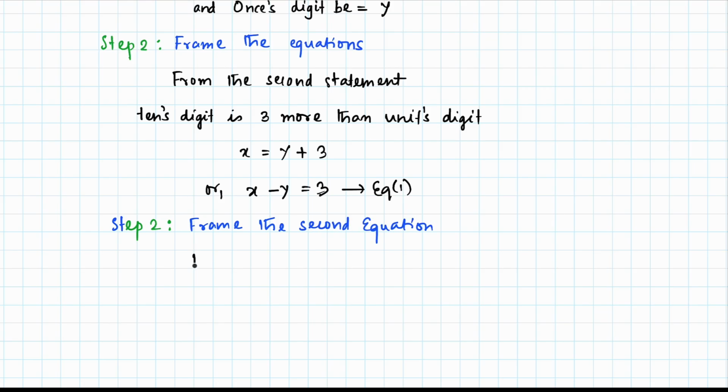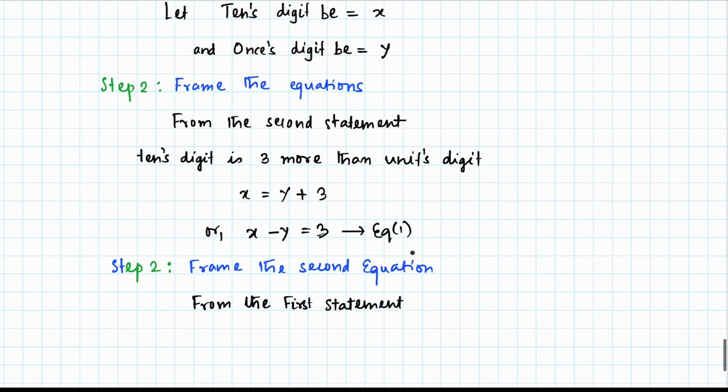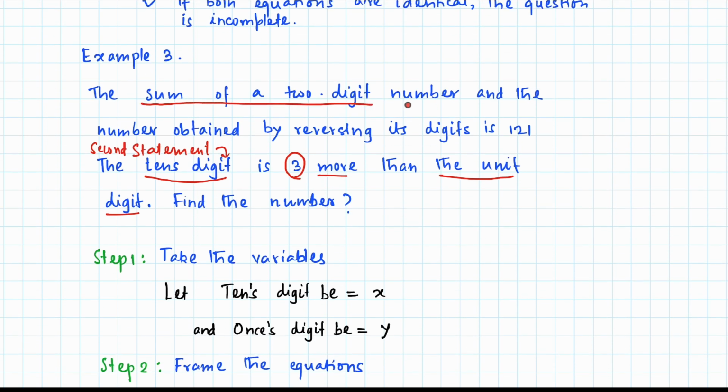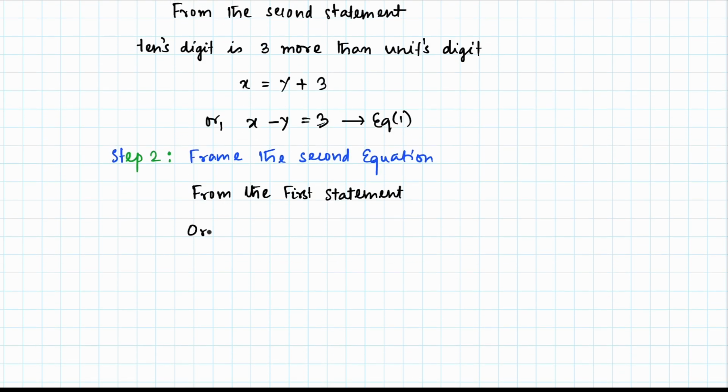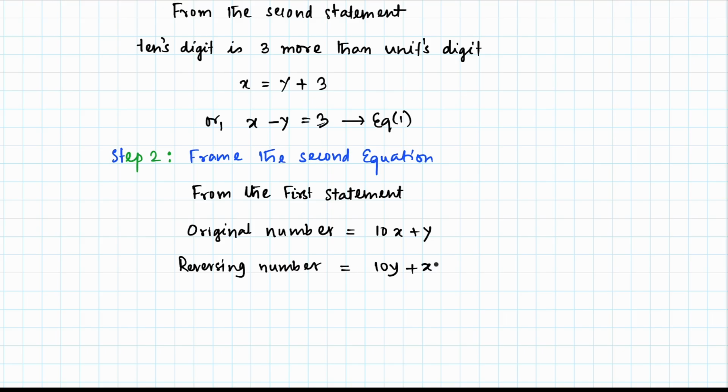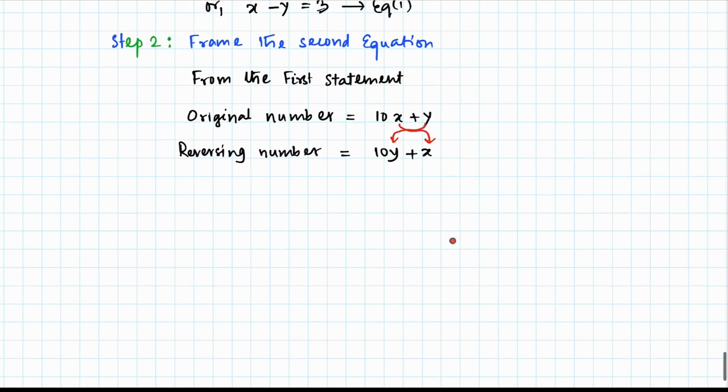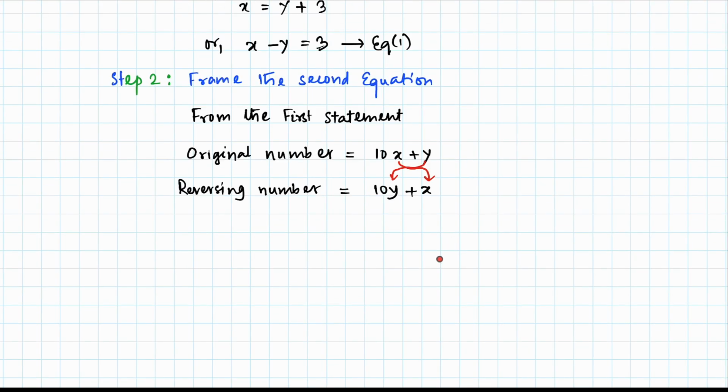We will frame it from the first statement. How do we represent that the sum of a two-digit number and the number obtained by reversing its digits is 121? The original two-digit number and the reverse two-digit number put together becomes 121. So the original number is 10x plus y, and the reverse number becomes 10y plus x. As per this statement, we are reversing these digits, so x becomes y and y becomes x for the reverse number.